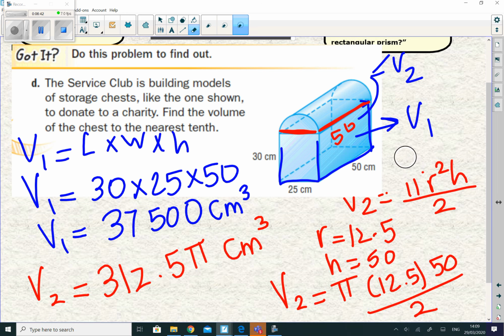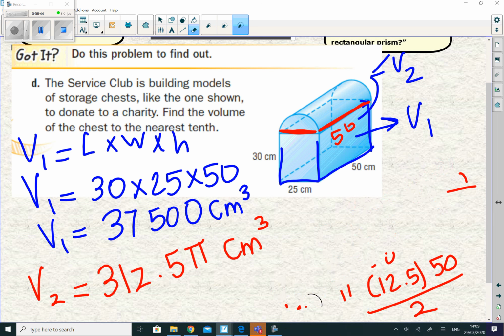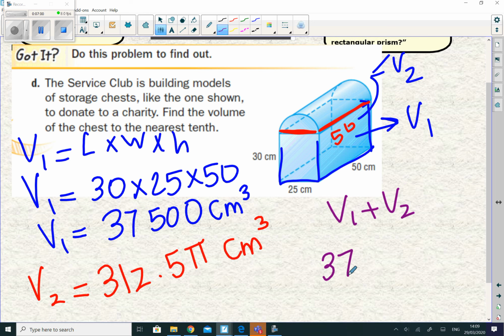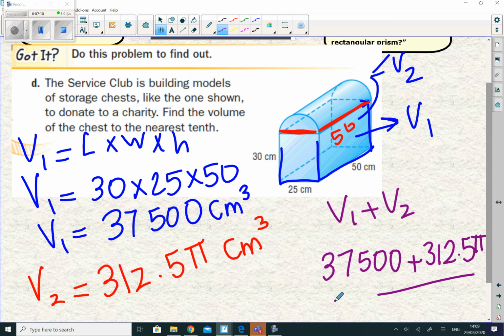What do I do at the end? What is the final volume? The final volume will be adding the two volumes together, volume 1 plus volume 2. You are going to add them like this: 37,500 plus 312.5 pi. And you have to leave it in terms of pi. It's okay, we don't want you to multiply by 3.14.